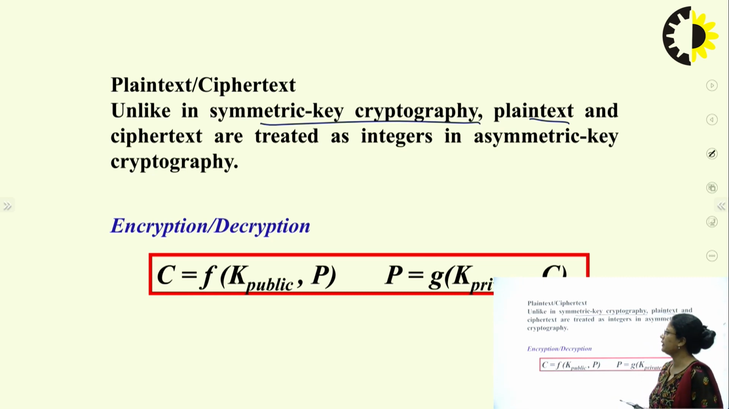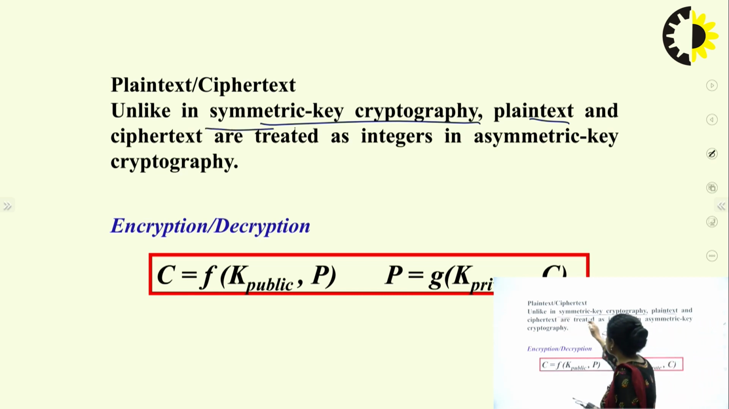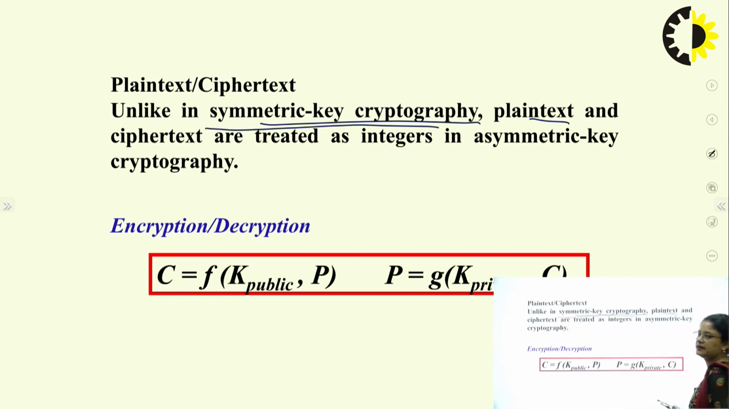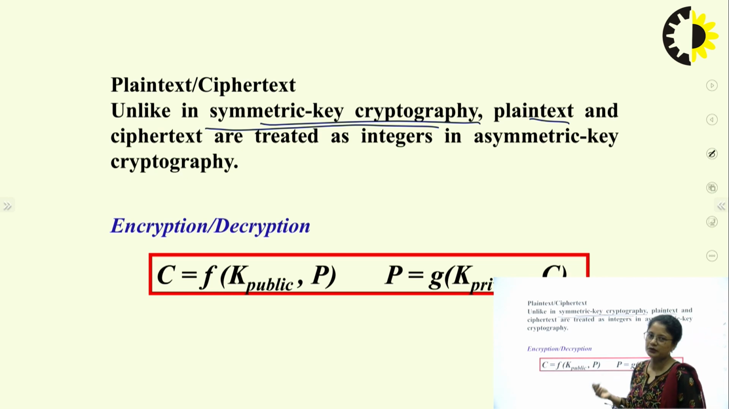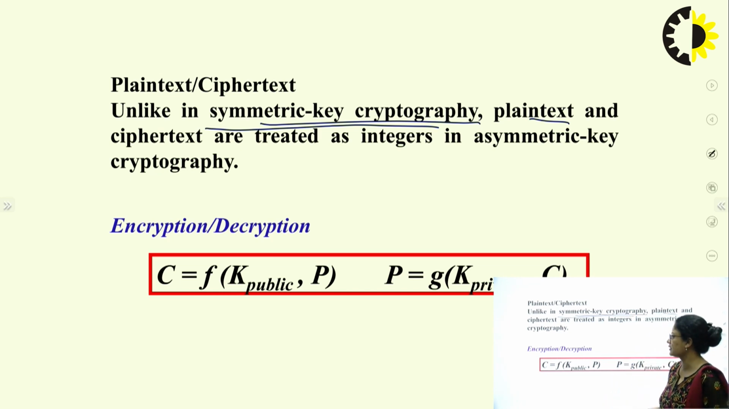Now, so here, unlike in the case of symmetric key cryptography, the plain text and ciphertext are treated as integers in asymmetric key cryptography. In symmetric key cryptography we have different approaches where it's not required that we take them as integers. We can take them as strings. We can take them as characters as well.